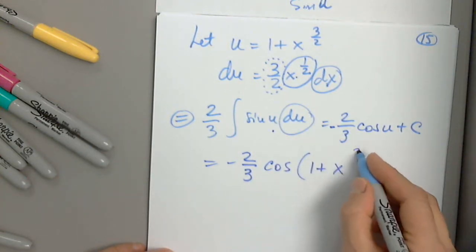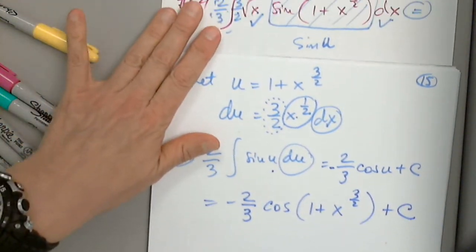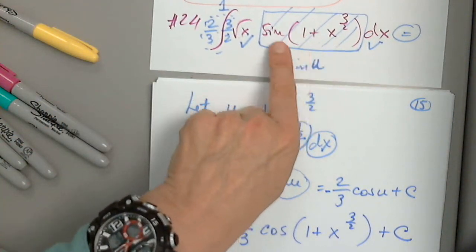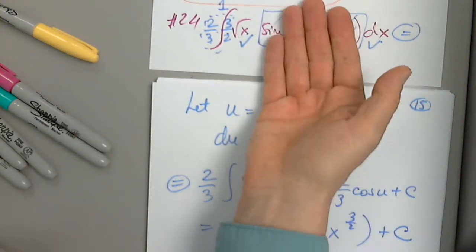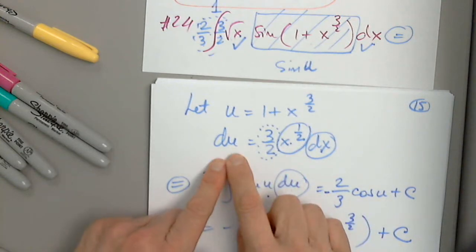Exactly. 1 plus x to 3/2 and outside constant c. Let's come back to the problem one more time. Is this clear why I cannot separate these two? Yeah, because these are together. This is the sine u. But now I need to form a du.